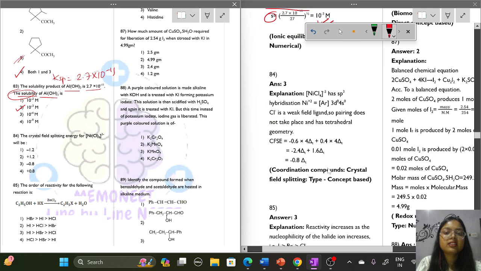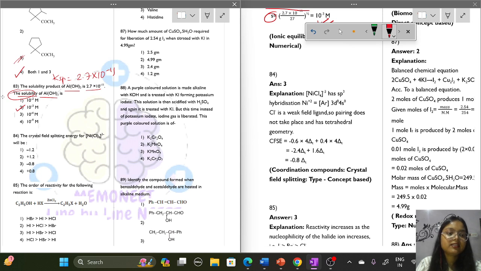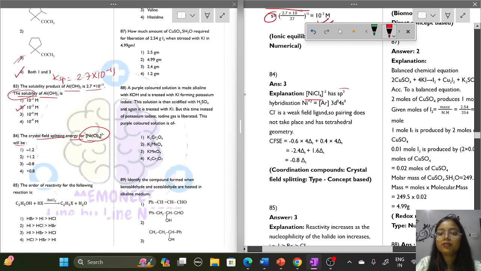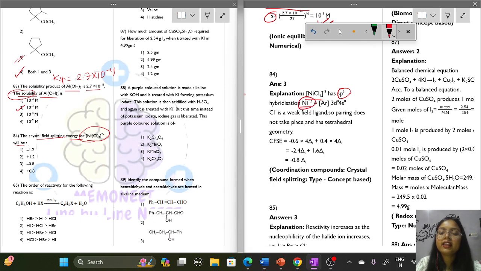Next is question number 84, which says the crystal field splitting energy for NiCl4 2 minus will be? NiCl4 2 minus has sp3 hybridization. Ni2+ will have the electronic configuration of 3d8 4s0. We know that Cl is a weak field ligand, so pairing does not take place and it has a tetrahedral geometry. sp3 means that it is a tetrahedral geometry, right?